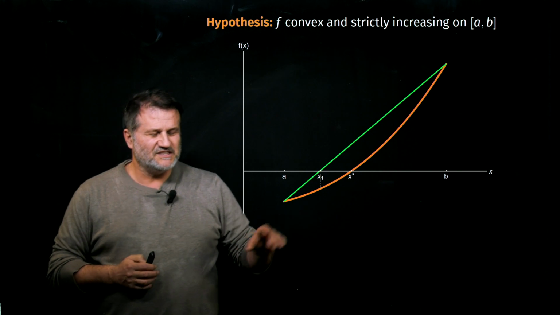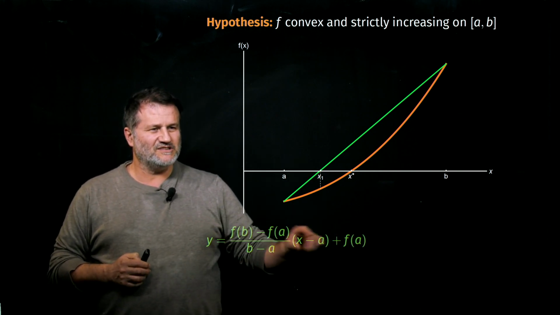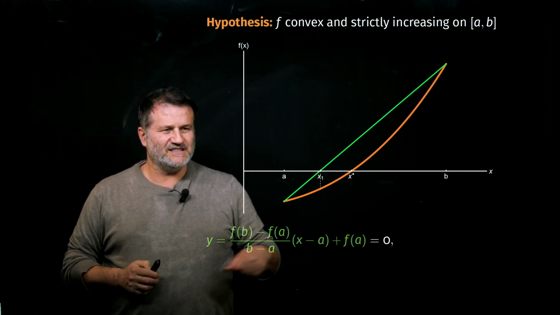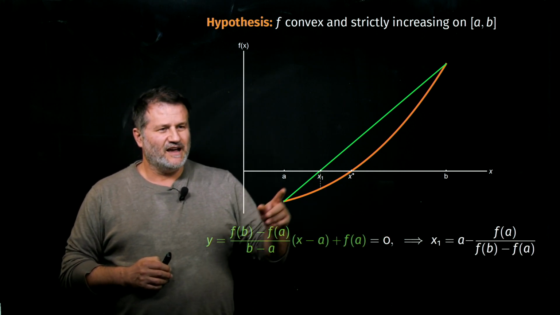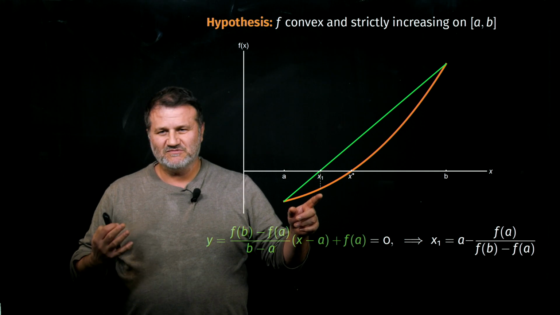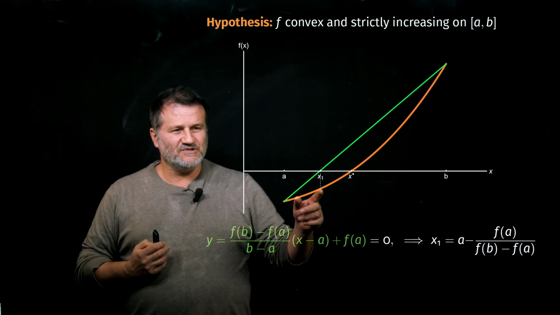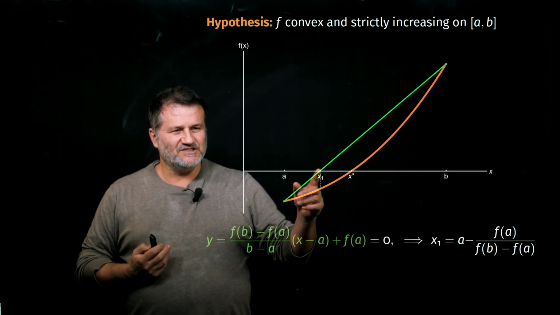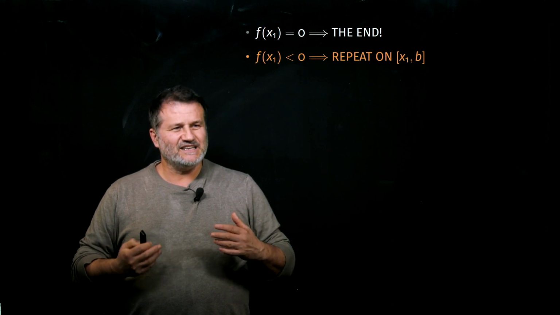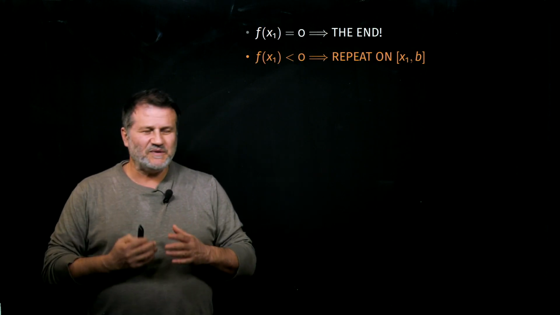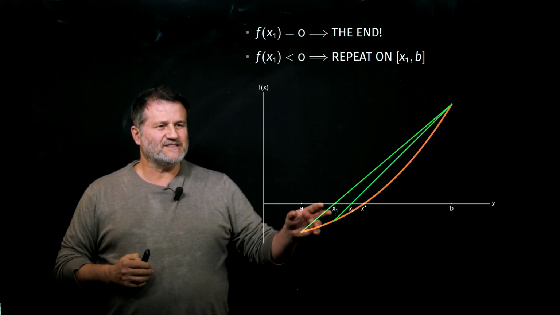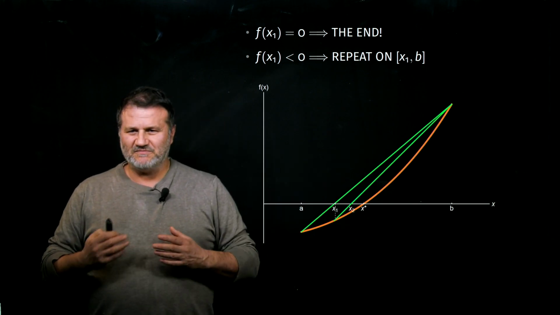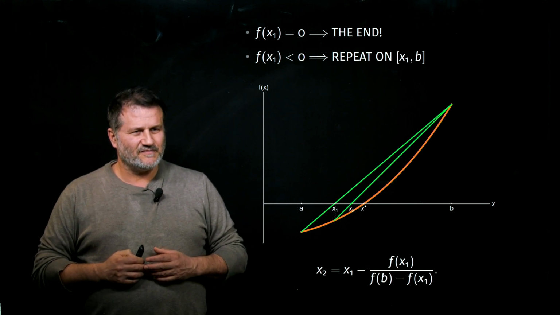Now, this can be easily found because this is the equation of the chord. If we impose that this is 0, we get this value for x_1. At this point, as you see in the figure, the function will be, in general, less than or equal to 0. So if it is 0, we finish. Otherwise, if it is negative, we should repeat the search on a smaller interval, the one that goes from x_1 to the final point b, and so on.